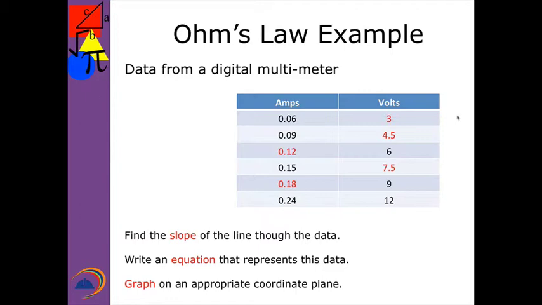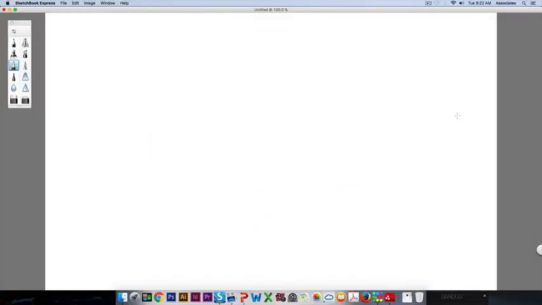So we have a couple of things to do. They want us to find the slope, write an equation that represents this data, and graph on an appropriate coordinate plane or Cartesian plane. So let's go ahead and go to our slate and let's look at this. First of all, to find the slope, we take y sub 2 minus y sub 1 over x sub 2 minus x sub 1. We're allowed to pick any of the points. I think I'll pick the first and last point.